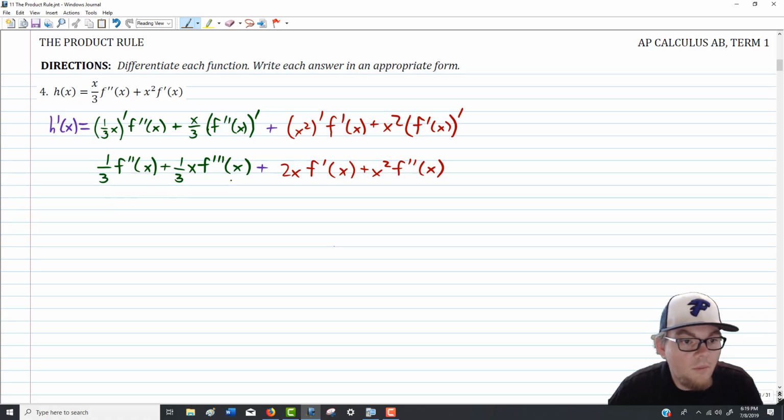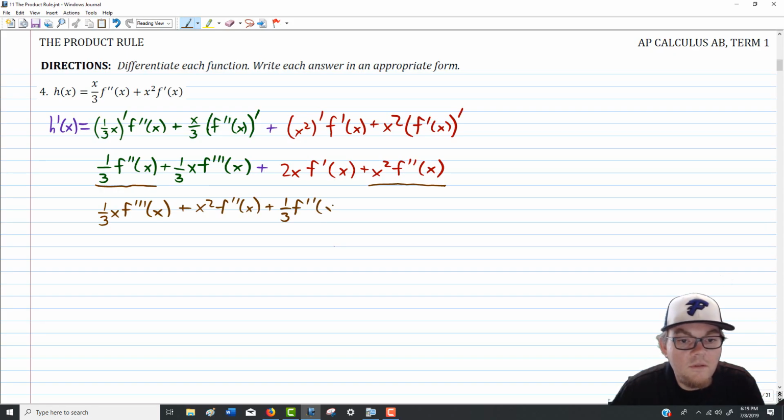But if you wanted to, there are a couple things here. First, let me point out that we have two separate terms that have f double prime. So I might order this based on the degree of the derivative. I'd order this as 1/3 x f triple prime of x plus, since we have f double prime of x and x squared and a 1/3, we could write this as x squared f double prime of x plus 1/3 f double prime of x. So we're just getting them close together. Plus the last term, which is 2x f prime of x.